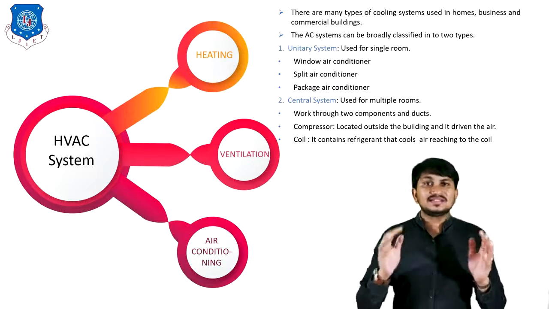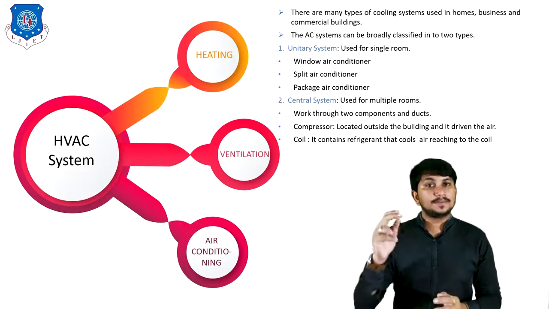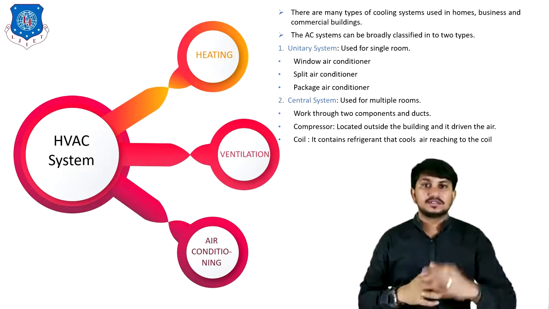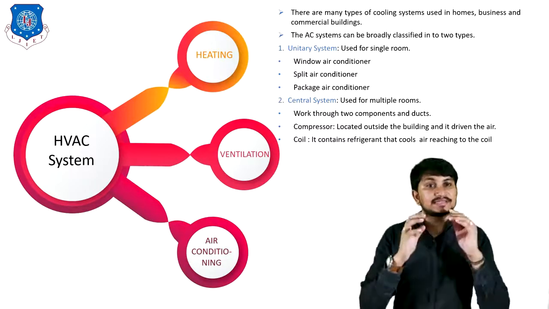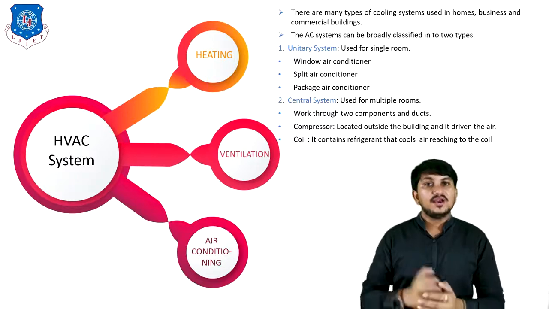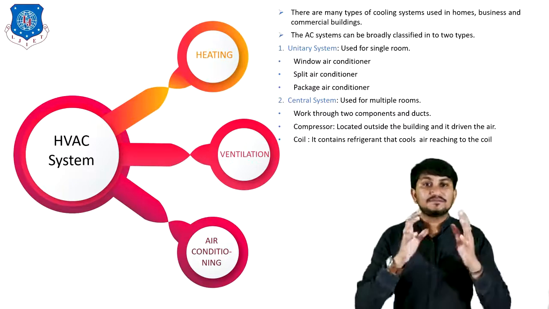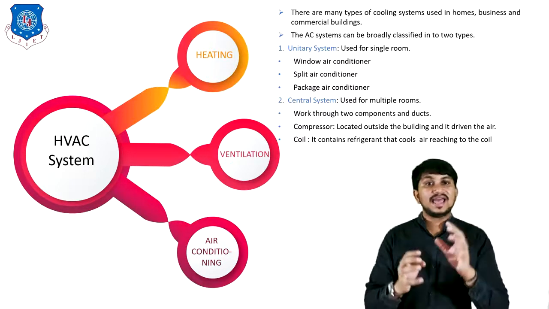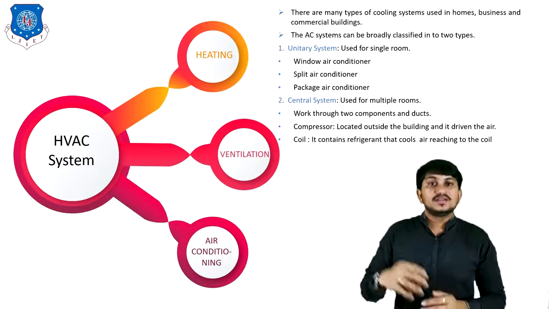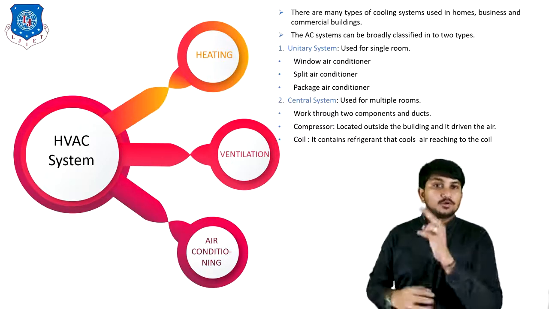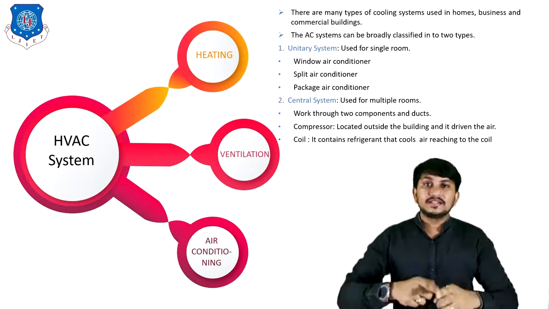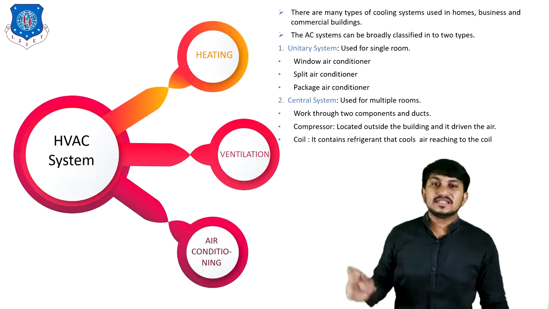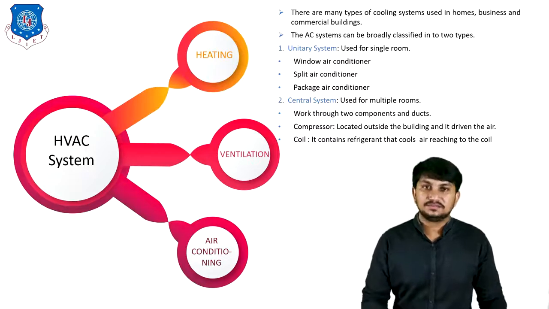Unitary system can be achieved by providing window air conditioner, split air conditioner or a packaged air conditioner, while central system works through two components, compressor and coil, and a duct. The compressor is located outside the building and it drives the air, while the coil contains refrigerant that cools air reaching the coil. So in central system, two components, compressor and coil, and a duct line is provided in all the rooms. This is called the air conditioning system.